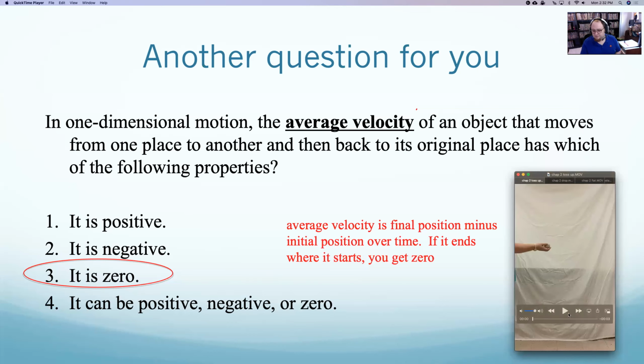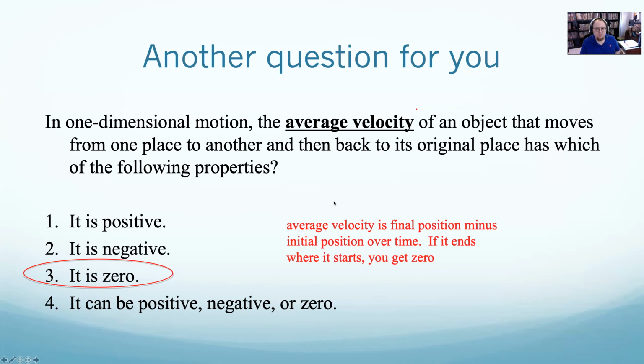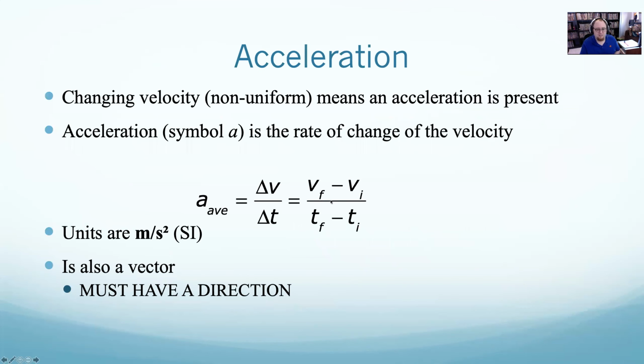Okay. When I throw this up and catch it, initially it's traveling upwards, right? So it has a positive velocity. On the way down, it's traveling downwards. It has a negative velocity. So its velocity is changing. So let's get into what a change in velocity means.